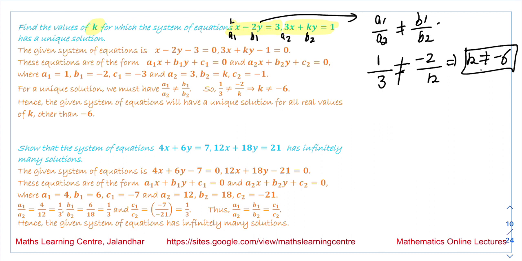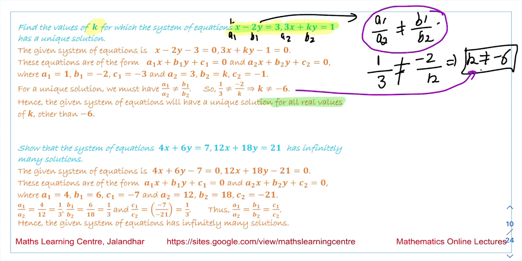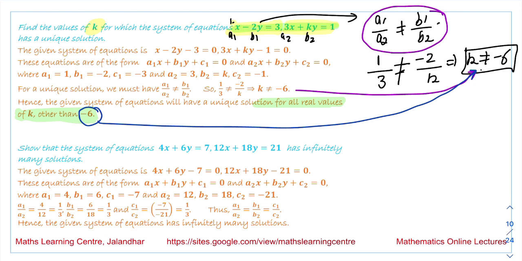So the condition we get from this is that if k is not equal to minus 6, then a1 over a2 is not equal to b1 over b2. It means that this system of equations will have a unique solution for all real values of k other than minus 6. That is, except for minus 6, if k has any other value, then this system of equations will have a unique solution.